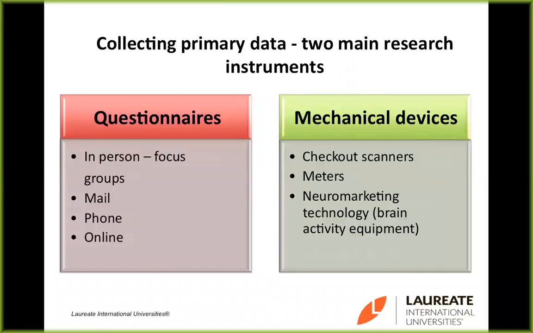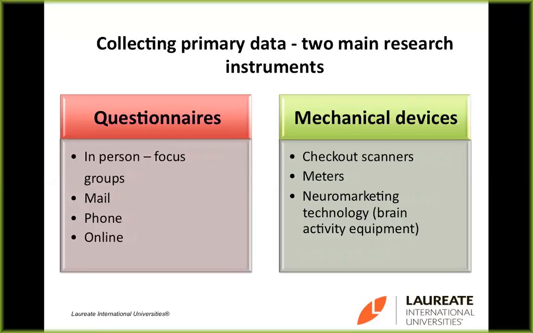There are two main research instruments from a marketing perspective. We have what we call questionnaires. This one is quite popular. A lot of marketing organizations use questionnaires when they conduct their own research. It could be conducted in person, through focus groups, by mail, phone, or online. Online research is a growing trend. You may recall that I sent out a short survey using my SurveyMonkey account to get feedback about the webinar, which is quite quick to conduct.